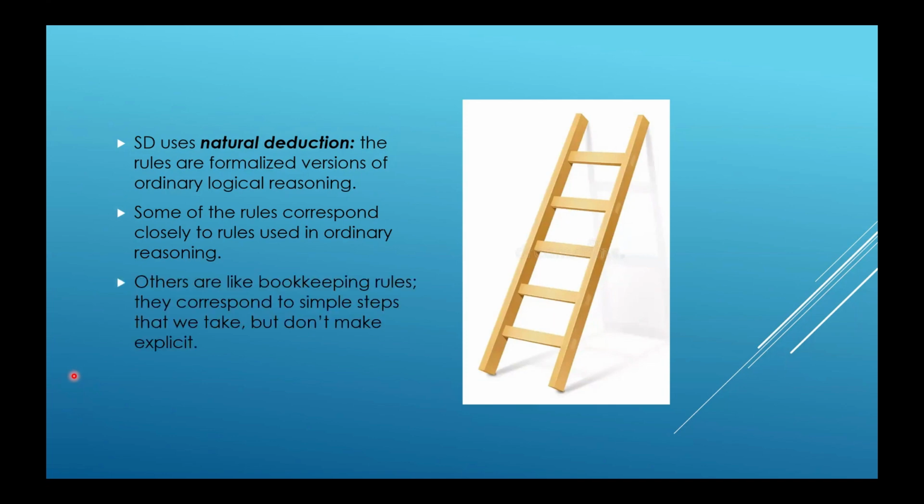But many of them aren't. Some of them are like bookkeeping rules. They're simple steps that we are actually making when we're reasoning, but we don't make explicitly. But remember, SD is like a ladder, right? Like a ladder, you have to have all the steps there. So we have to have all of the steps in the reasoning made explicit in SD. So these are not things that are explicit in ordinary reasoning, but they are things that small children will do explicitly. And so it is useful to learn a little bit about logical reasoning from a 3.5-year-old child.